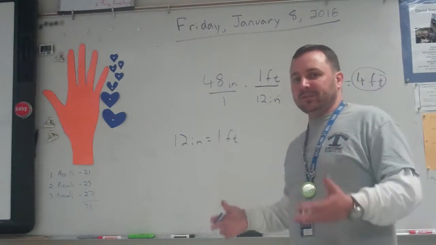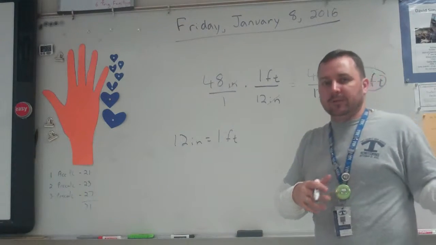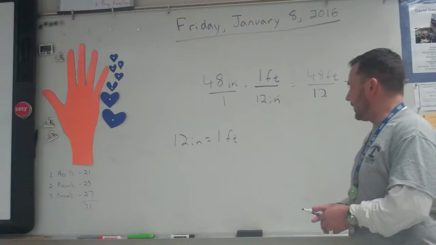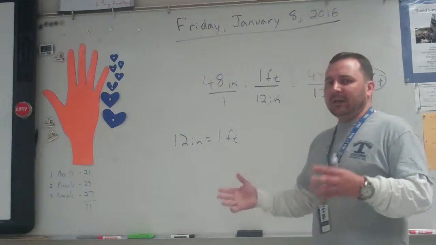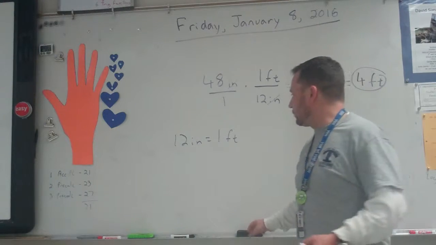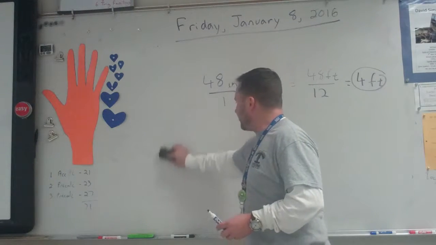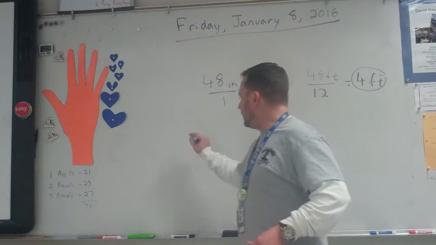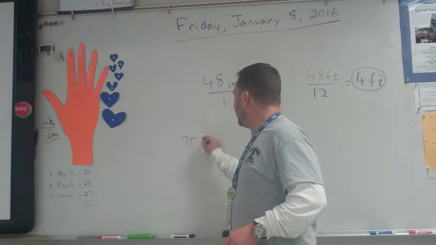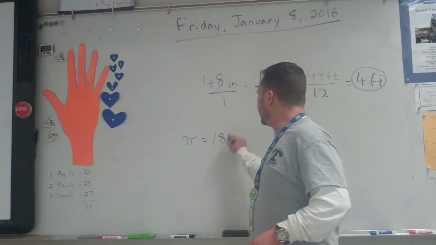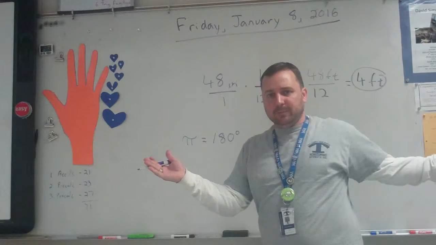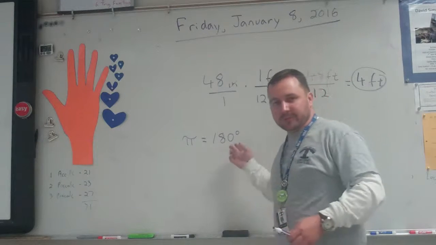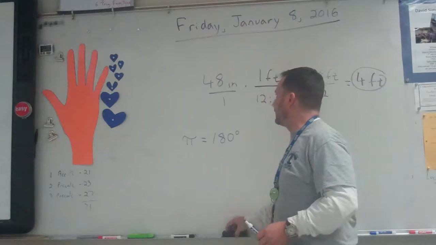Now we're going to use that same technique when we convert from degrees to radians and vice versa. Just like I had 12 inches equals a foot, I need a relationship between degrees and radians. And we learned from our task that pi radians is equal to 180 degrees. They're both 1/2 of a complete rotation. Just one's measured in degrees, the other in radians.